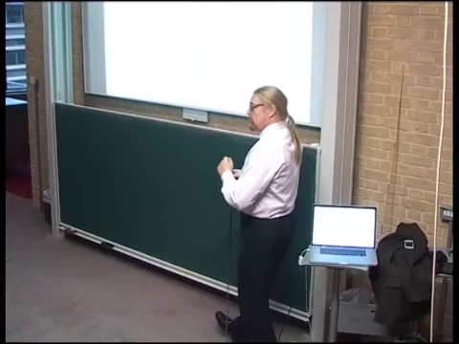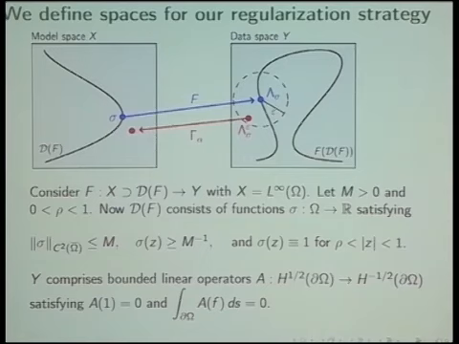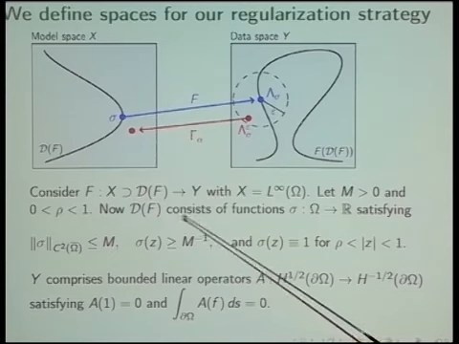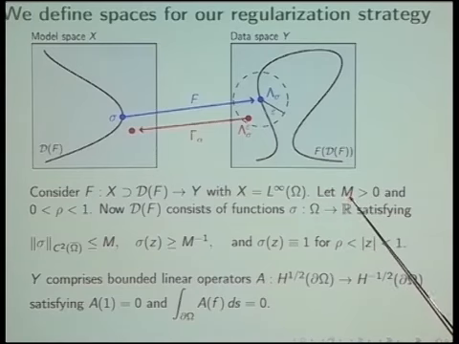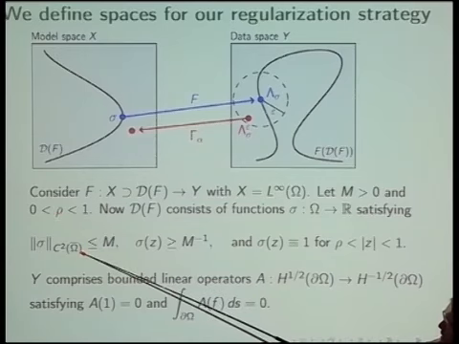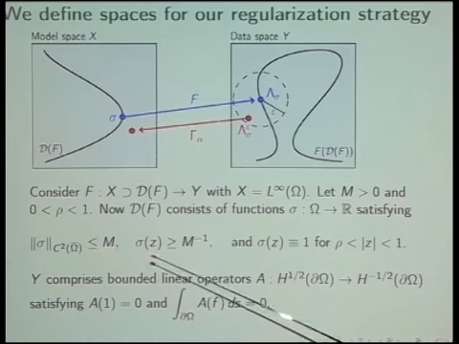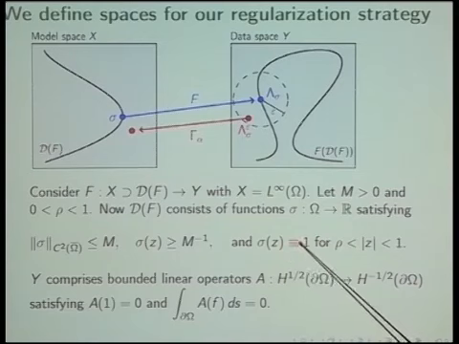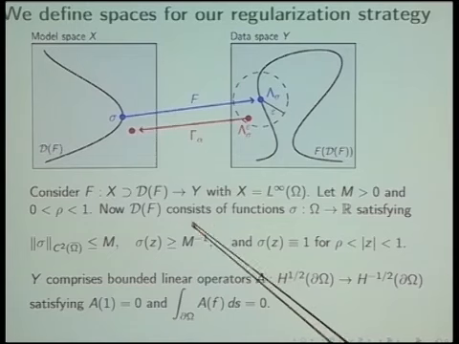So now, there was the question, what are the model space and data space? So our model space is L infinity of omega, and the domain of the forward map is defined like this. We have two pieces of a priori information, m and a radius rho. So the C2 norm of sigma is bounded by m. Sigma is bounded away from 0 by 1 over m. And in a neighborhood of the boundary, sigma equals 1. This we know a priori, and this is the definition of the domain of the forward map.